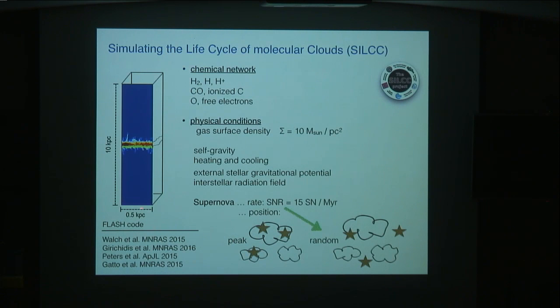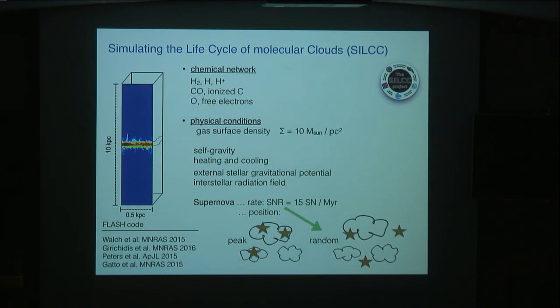As I said, we have an elongated box. We set up in there a gas disk with a surface density of about 10 solar masses per square parsec. We also include a simplified chemical network with different species of hydrogen and carbon. Then we see how this disk evolves under the influence of self-gravity, heating and cooling. What we don't treat in the simulations I show you today are the individual stars, but we have to take them into account somehow. So we have an external stellar gravitational potential to keep the gas within the disk, an interstellar radiation field, and we need some feedback processes.